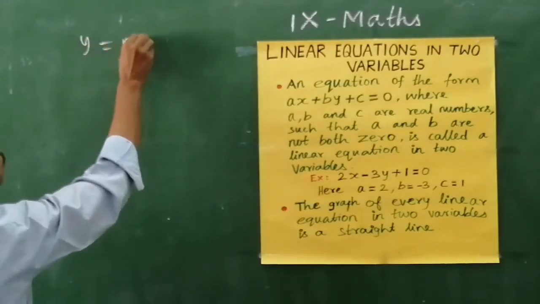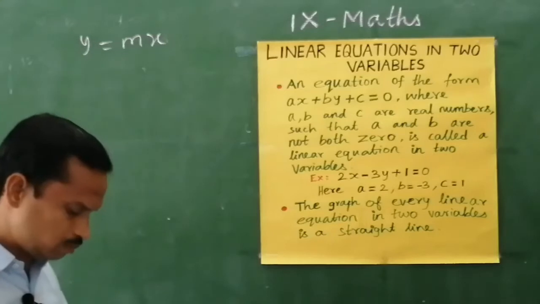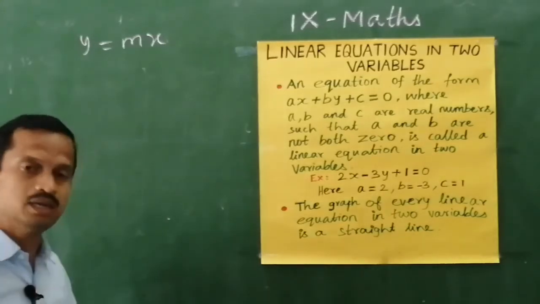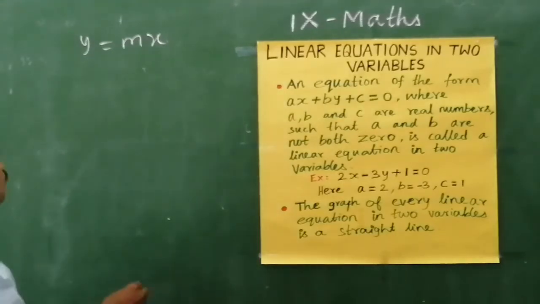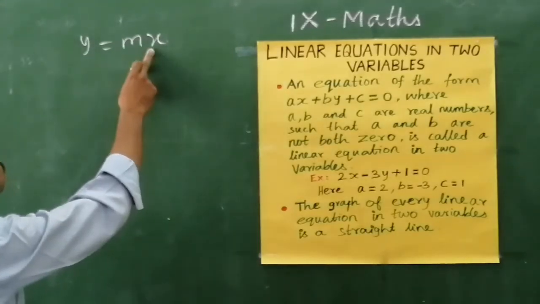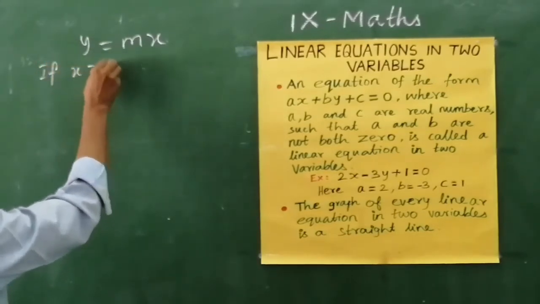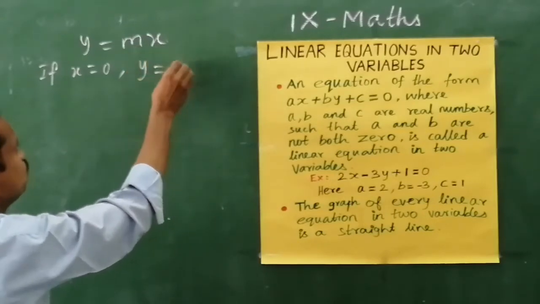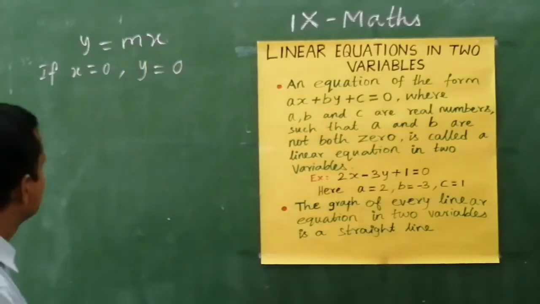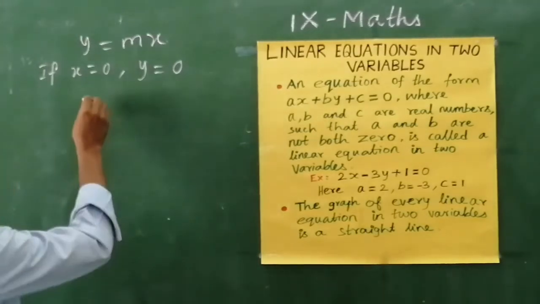y equal to mx. They are given that an equation of the type y equal to mx represents a line passing through the origin. For example, if I put x equal to 0, then y is m into 0, which is 0. So definitely we have (0, 0) as one of the points.